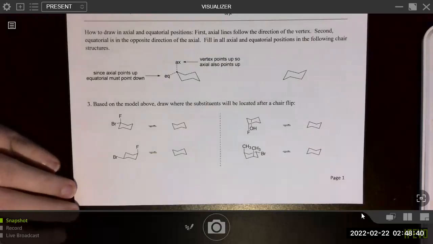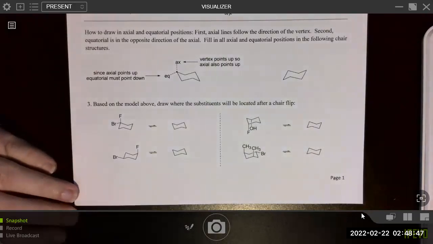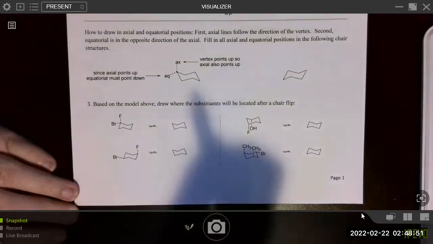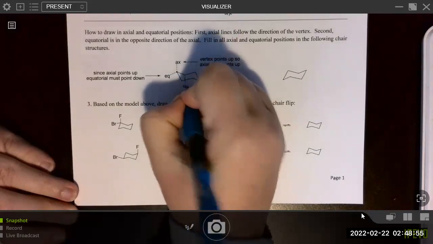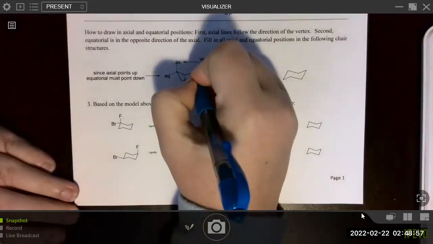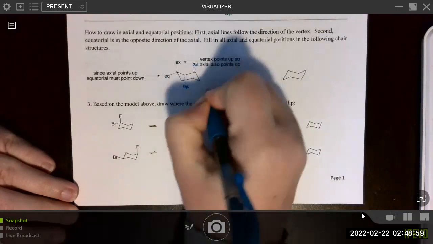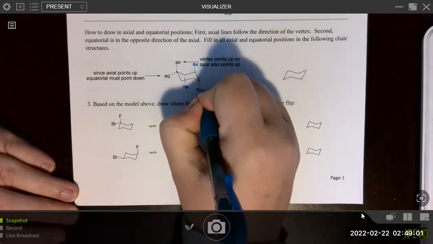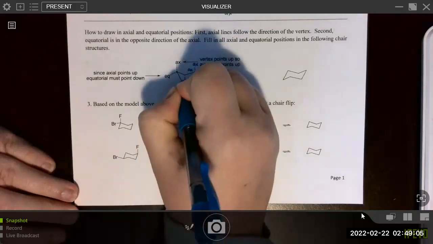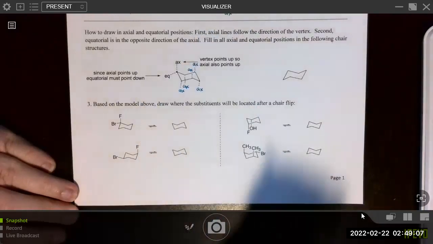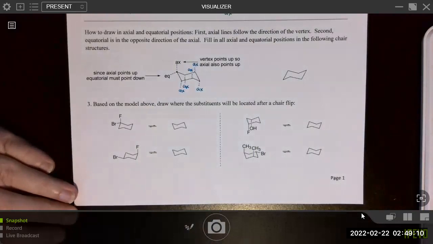What we want to do is we can go ahead and draw in all the axial. And again, we're just going to either point straight up or straight down, and we're going to alternate. Right? So straight up, straight down, straight up, straight down, straight up, and straight down. And that will be all 6 for us.